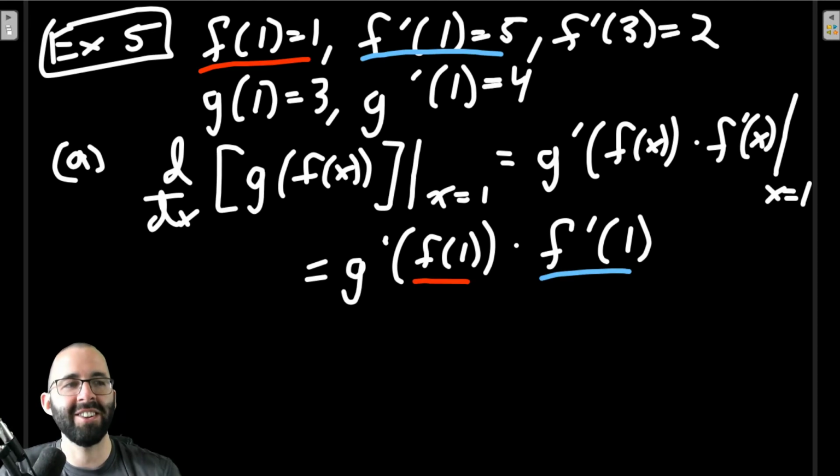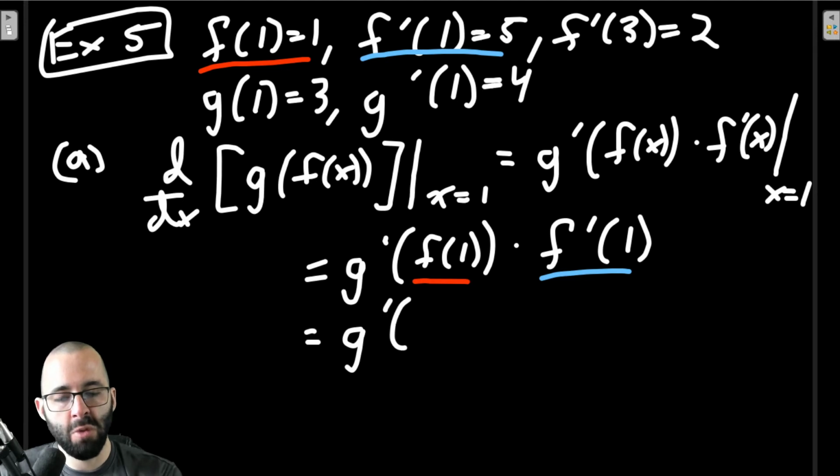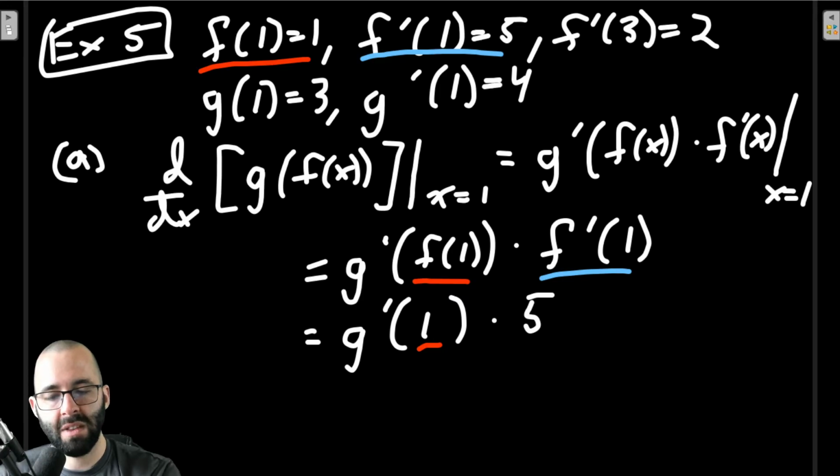I love using the colors. So just use color. Even if there's not a good reason to use colors, I'm using the colors, all right? This becomes g prime of f of 1, which we said was the same thing as 1. So we replace it, right? Times f prime of 1, which we said was 5. We replace it with the 5.